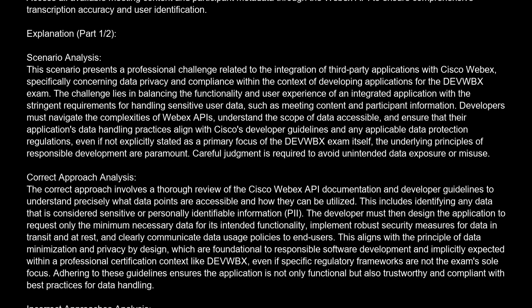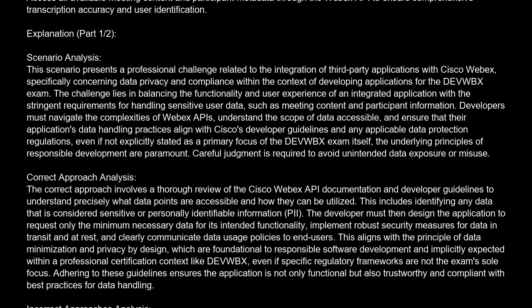The challenge lies in balancing the functionality and user experience of an integrated application with the stringent requirements for handling sensitive user data, such as meeting content and participant information. Developers must navigate the complexities of Webex APIs, understand the scope of data accessible, and ensure that their application's data handling practices align with Cisco's developer guidelines and any applicable data protection regulations.